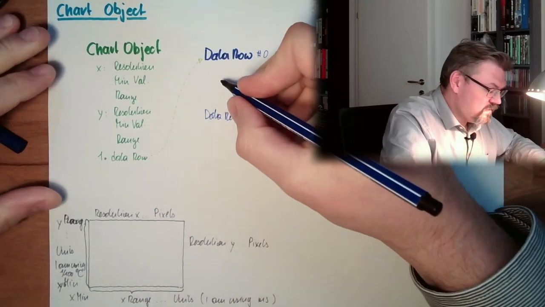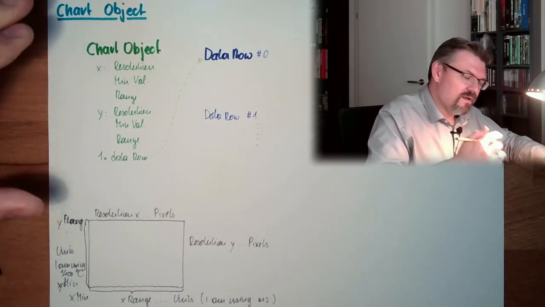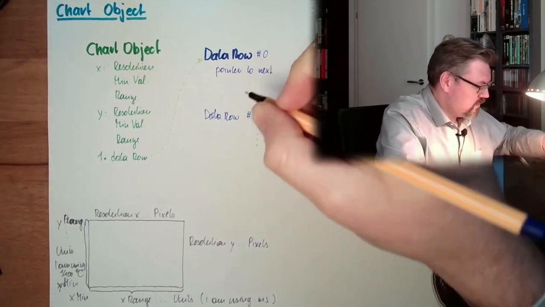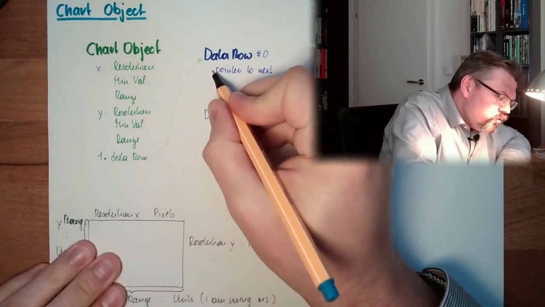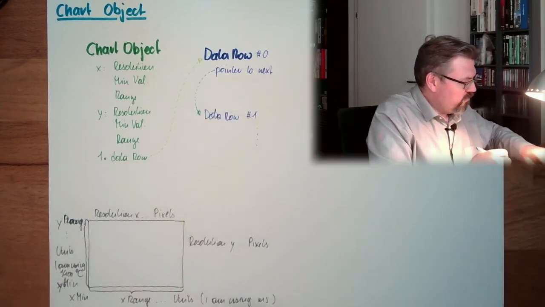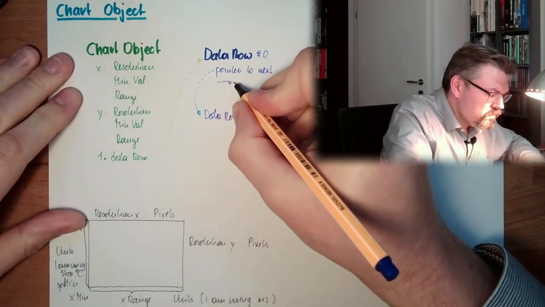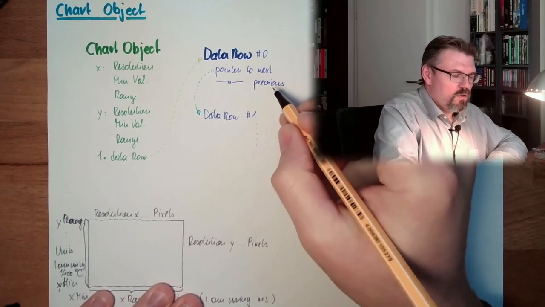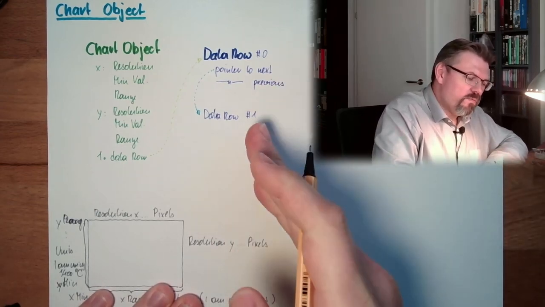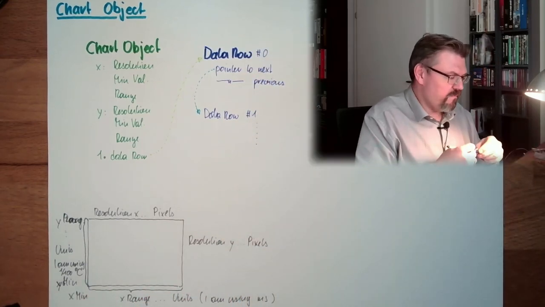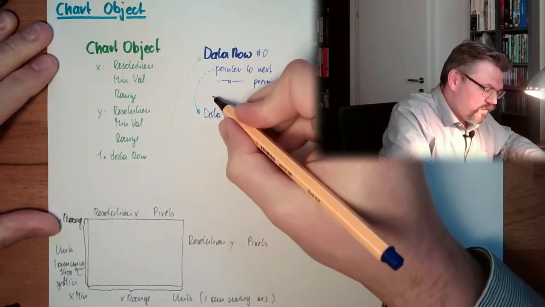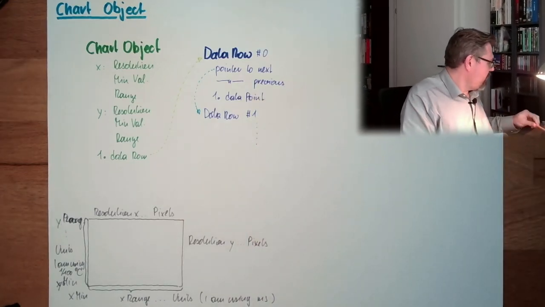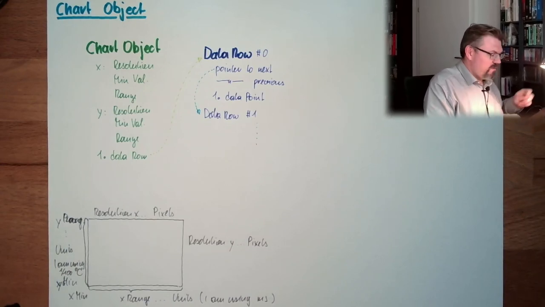We have a pointer to next, so this is pointing to the next. And I also have a pointer to previous. And here is null. If it's the first, it's a null pointer. Here we would point for the previous, so it's double chained. And then we have the first data point in this row. And I also have the object data row.